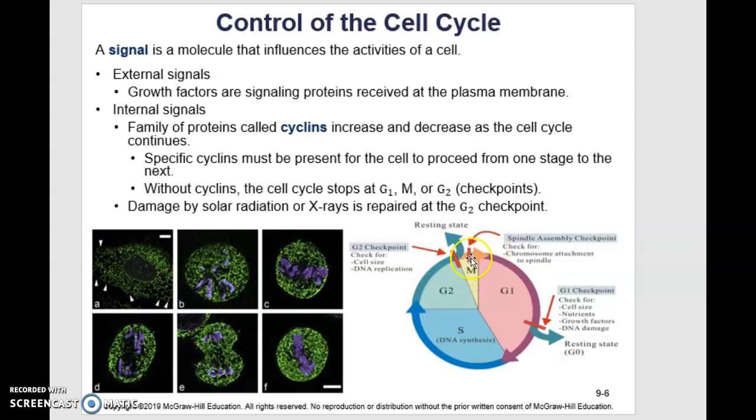And then there's also a check in mitosis here. And this one's going to make sure that mitosis is going the way it's supposed to be going. And we're going to talk more about that one later. So there are these checkpoints to make sure that what is supposed to be happening in the life cycle of the cell is occurring the way it's supposed to be.